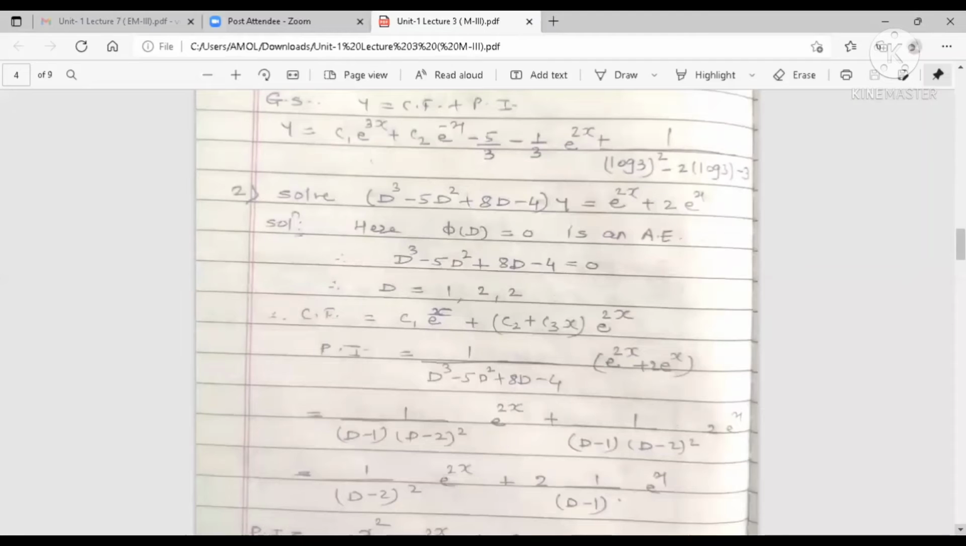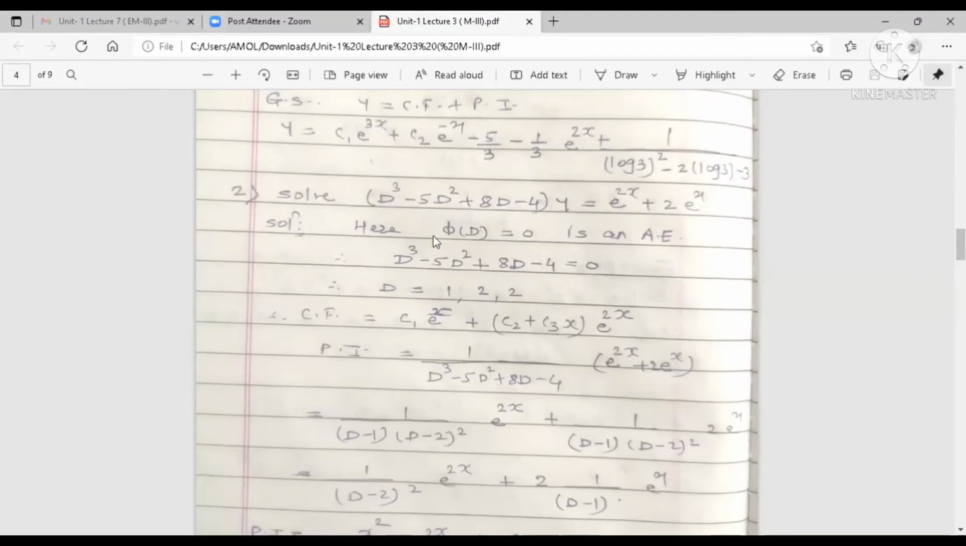Now the next example: solve (D cube minus 5D square plus 8D minus 4) y is equal to e raised to 2x plus 2 into e raised to x. So here phi of D is D cube minus 5D square plus 8D minus 4. Equate it equal to 0. So it is an auxiliary equation. It is a cubic polynomial.